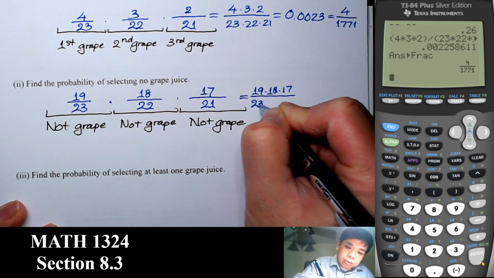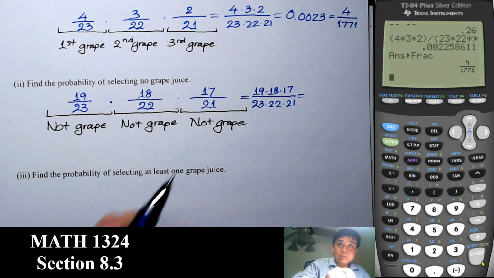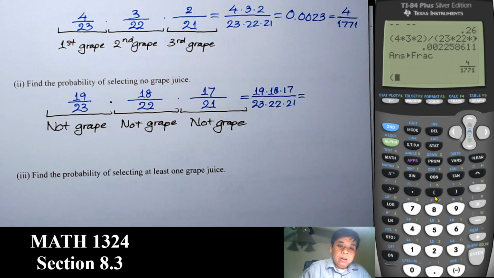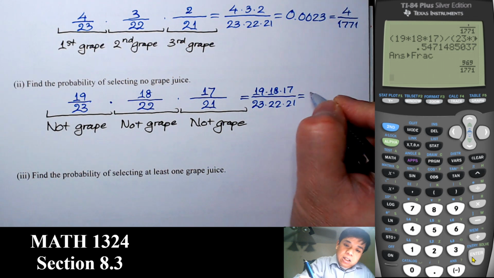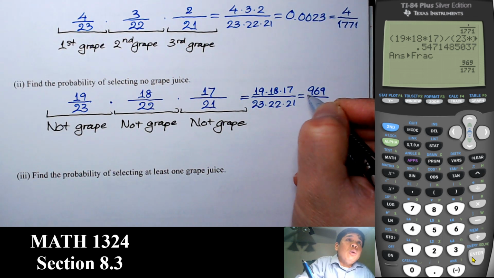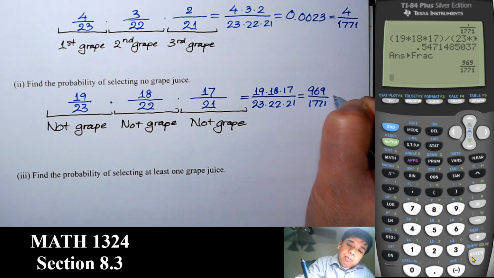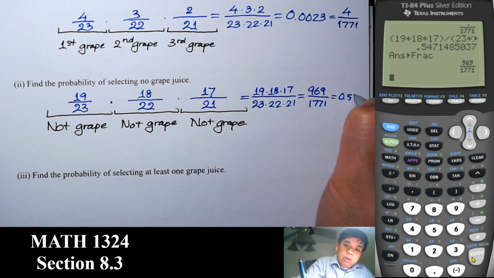Over 23, 22, 21. So 19, 18, 17 divided by 23, 22 times, and times 21. And with that, we convert to fraction. 969 over 1771, or 0.547.